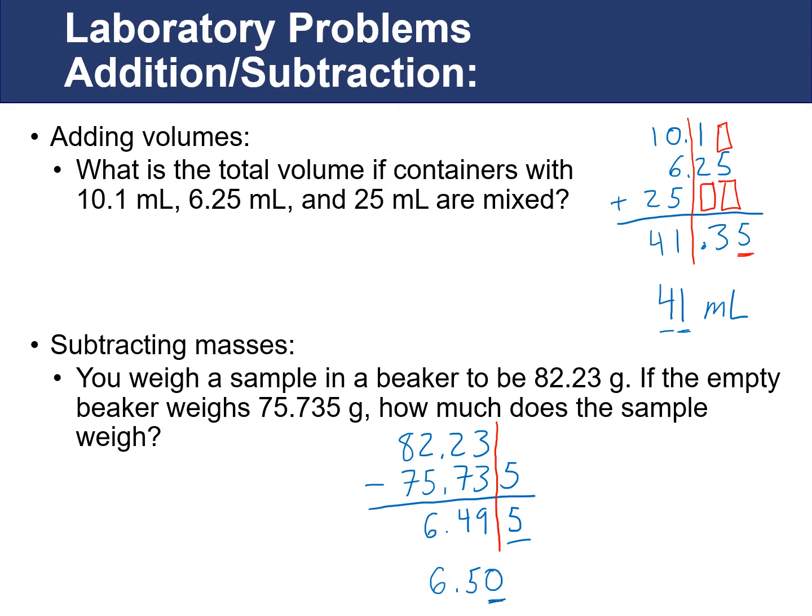This last zero is significant because it is a trailing zero. It is a zero that comes after the decimal place and after a number, and so it is not a placeholder value. We would also want to include our units of grams, so our end answer would be 6.50 grams.